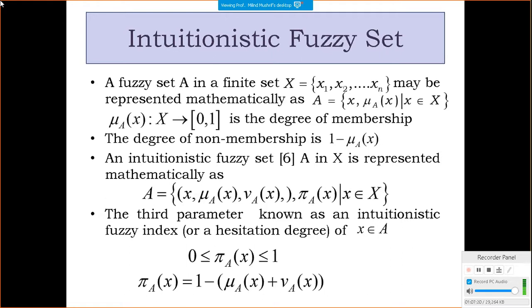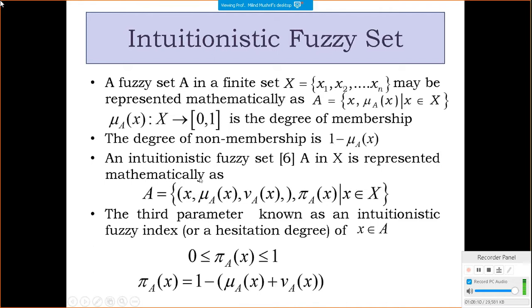But that is not the case. Okay, so there is a hesitation. One may say that our algorithm may not be conclusive that the pixel belongs to segment A or segment B. So there is a degree of hesitation, and if that is exploited, that is also taken into account by the algorithm, then the segmentation accuracy improves. So this third parameter is known as the intuitionistic fuzzy index or hesitancy degree, and this concept we have applied in our thresholding algorithm.